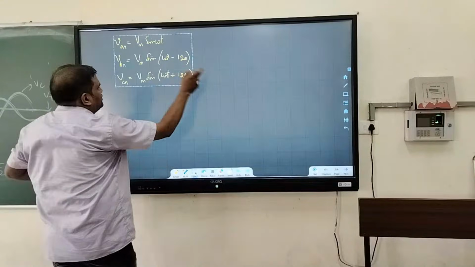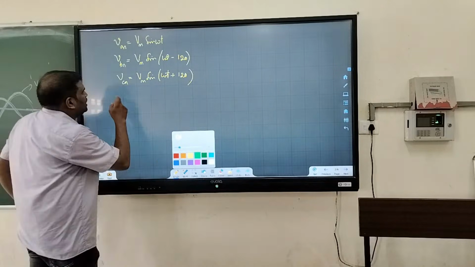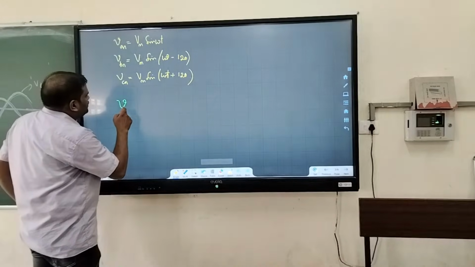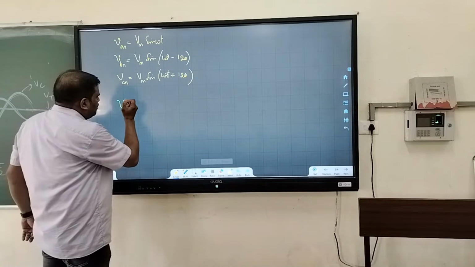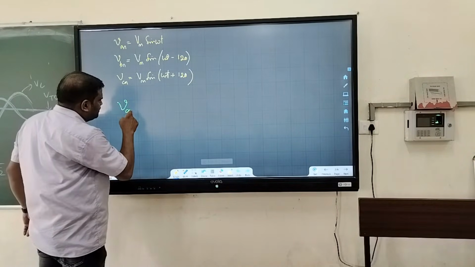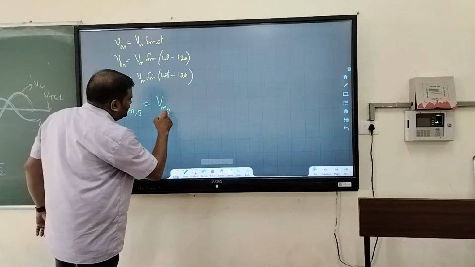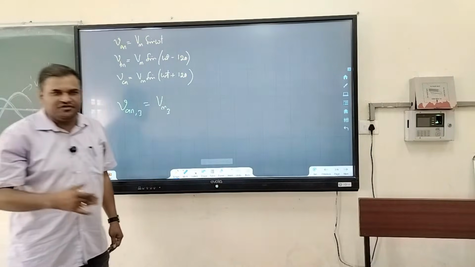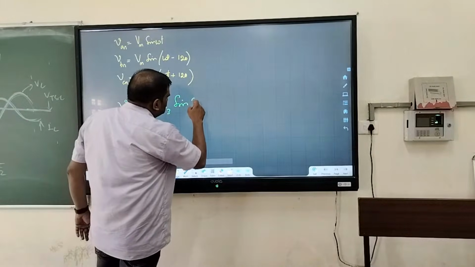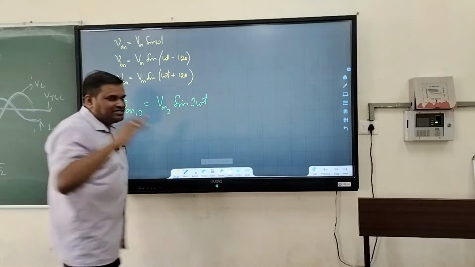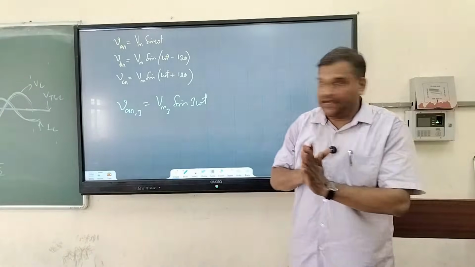Okay, this is for the fundamental. Now I will write the equation for the third harmonic. Let us write VAN3, the third harmonic. This is equal to VM3, where VM3 is 1/3 of VM, into sine of 3 omega t, because the frequency is increased by how many times? 3 times. So 3 omega t.